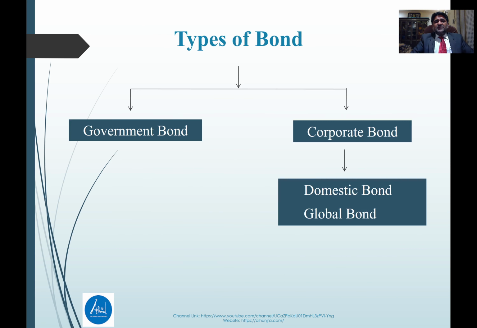So here are the types of bonds, as we have explained in detail before. There are 2 types of bonds. One is government bond, the second is corporate bond, and there are 2 further types of corporate bond. One is domestic bond, the second is global bond. We will explain in the next slides.